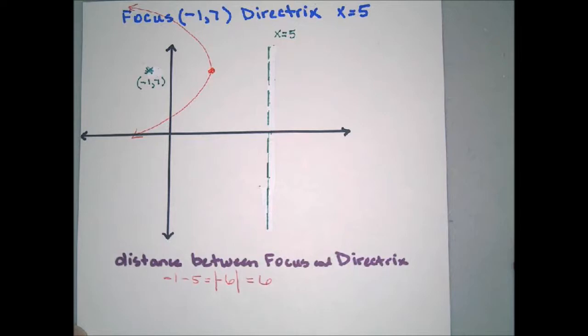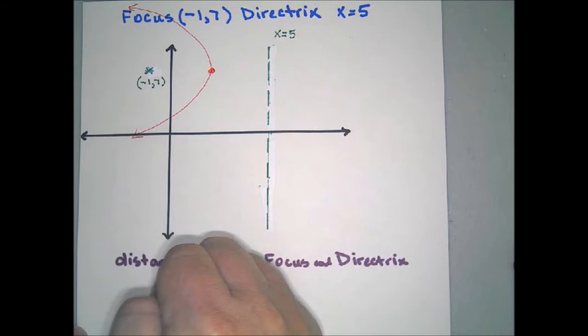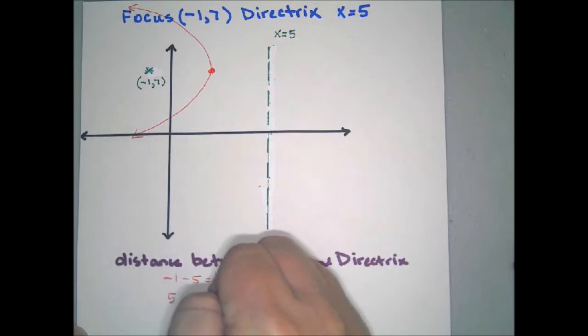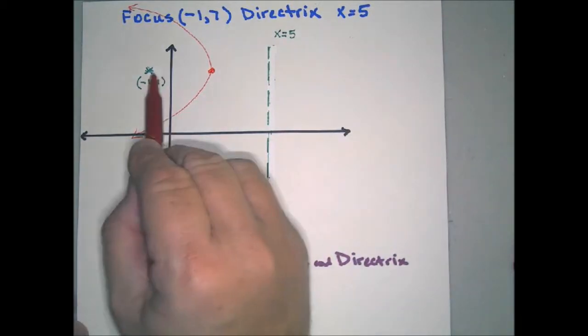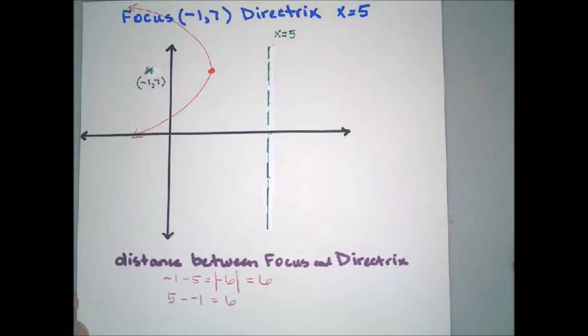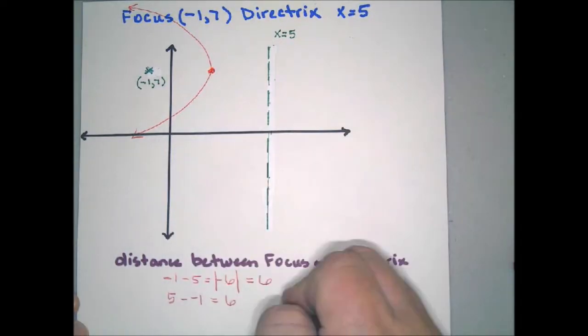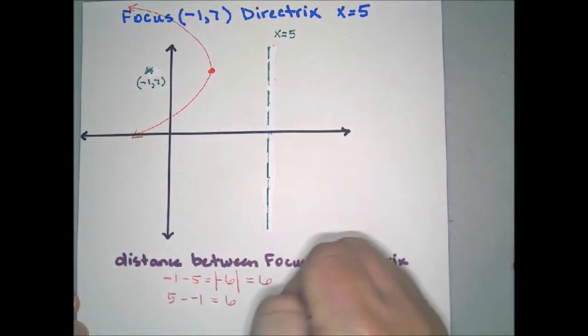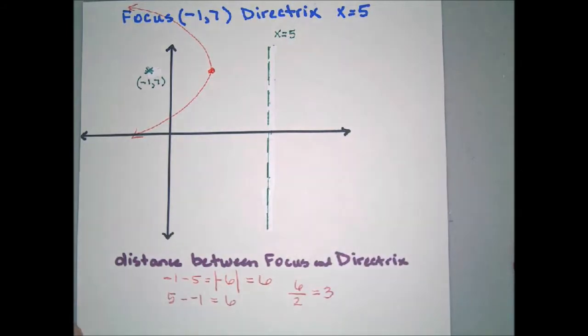Now, you would get the same thing the other way if you went 5 minus -1, but it would be 6 in the first place because that's 5 plus 1 and you would get 6. So, either way you look at it, the horizontal distance between the focus and the directrix is 6. Now, the next thing you have to remember is the vertex is halfway between. So, take that 6 and divide by 2, and that tells you you have to take 3 steps.